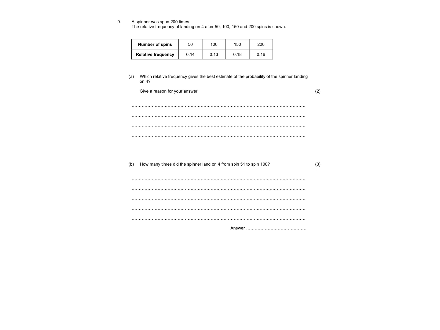Question 9. A spinner was spun 200 times. The relative frequency of landing on a 4 after 50, 100, 150 and 200 spins is shown. Which relative frequency gives the best estimate of the probability? It is the estimate that involved the largest number of trials. So the relative frequency of 0.16, as this was generated from the highest number of spins or trials. Part B. How many times did the spinner land on 4 from spin 51 to spin 500?